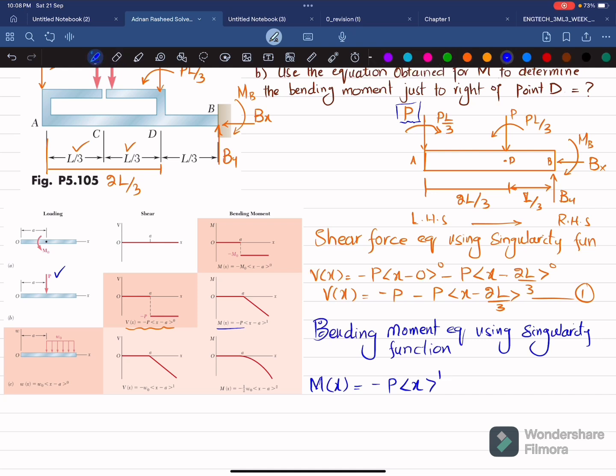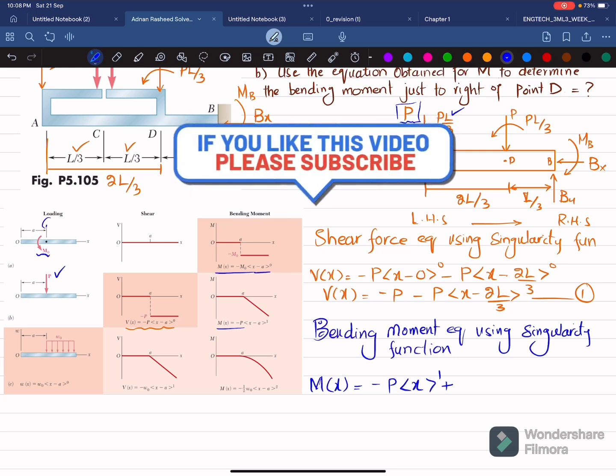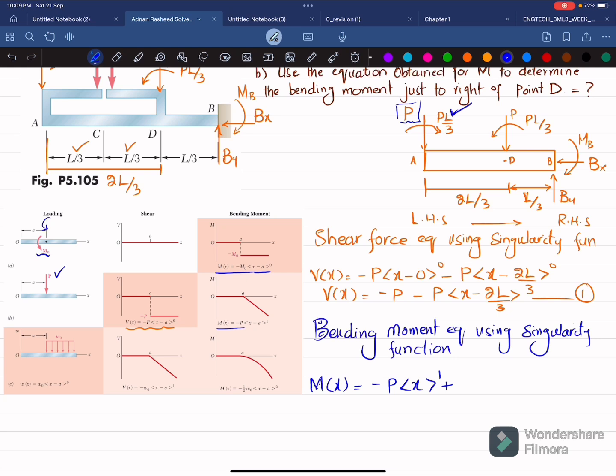Okay, plus now you have a clockwise moment which is equal to PL over 3. So for the moment, the bending moment equation is this one. Since this is for a counterclockwise moment, and here this is clockwise, I will write it plus. So plus M naught, which is PL over 3.